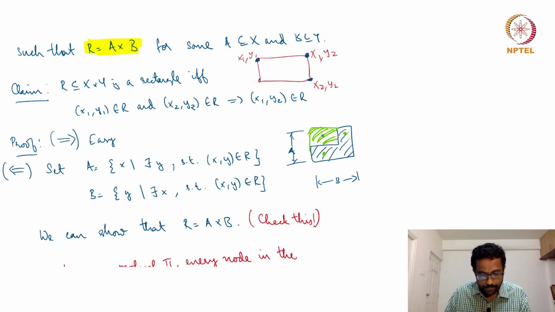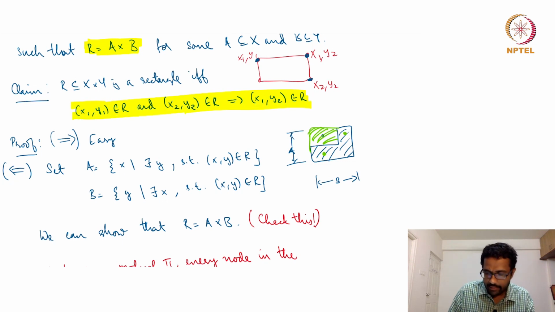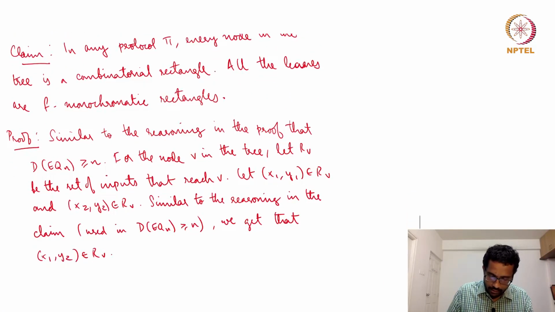So this is another way to define a rectangle. If I have this property, then the shape that I have is a combinatorial rectangle. So a rectangle can be defined in two ways. One is that it is A cross B, where A is a subset of X and B is a subset of Y, or it is any set R that has the property that if (x1, y1) and (x2, y2) are in R, that implies (x1, y2) is in R.